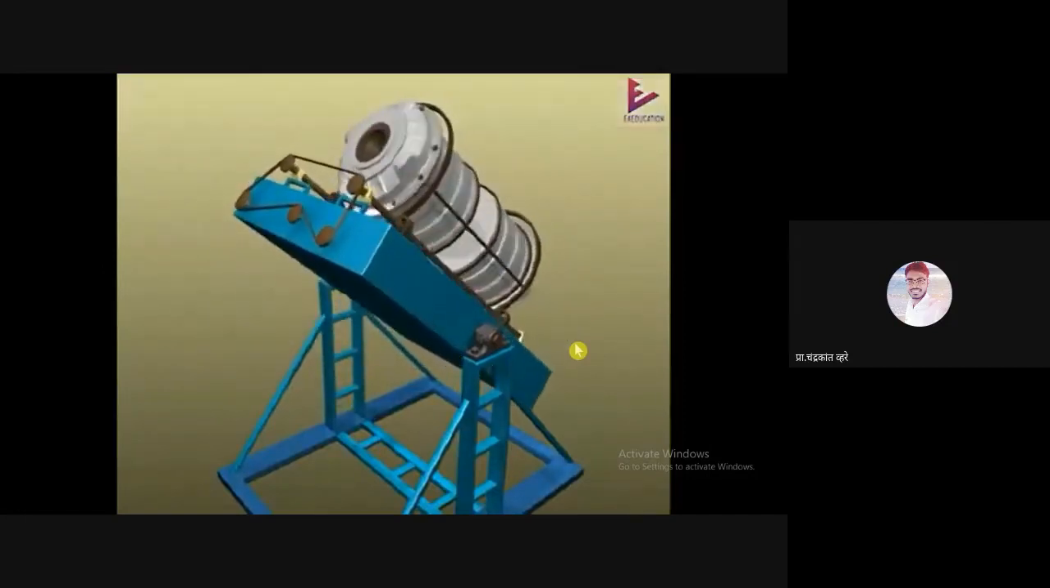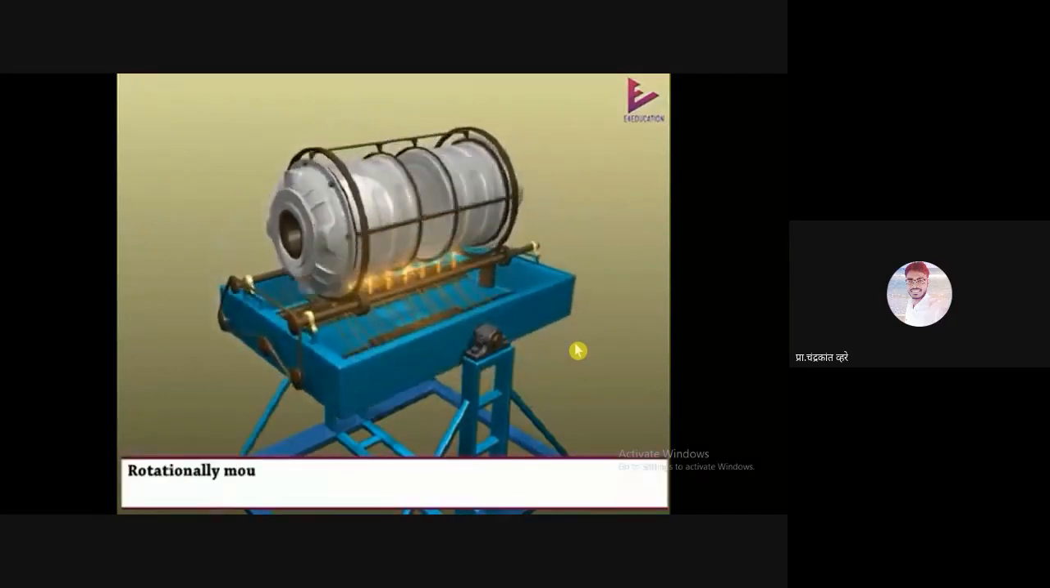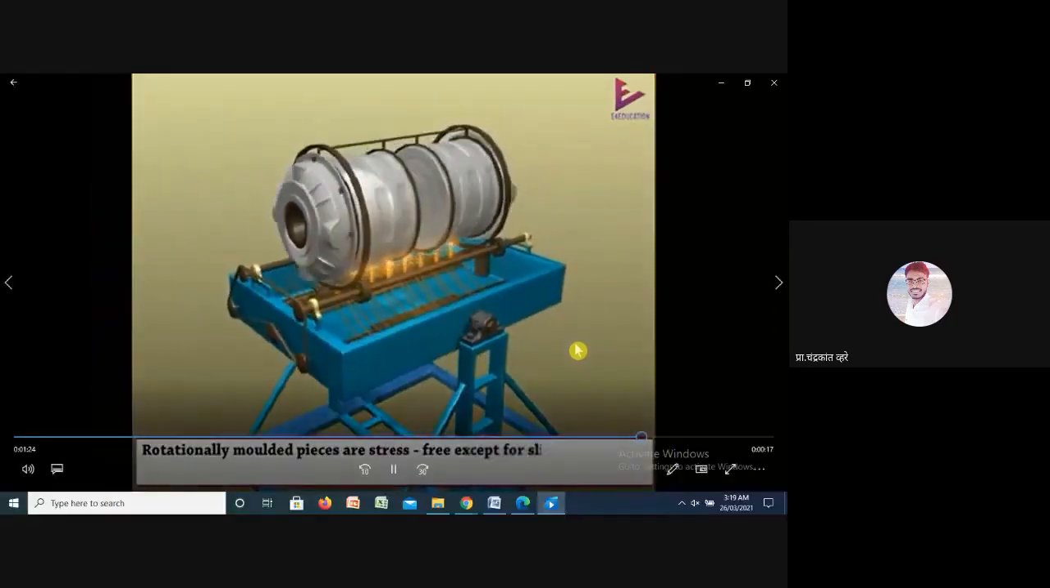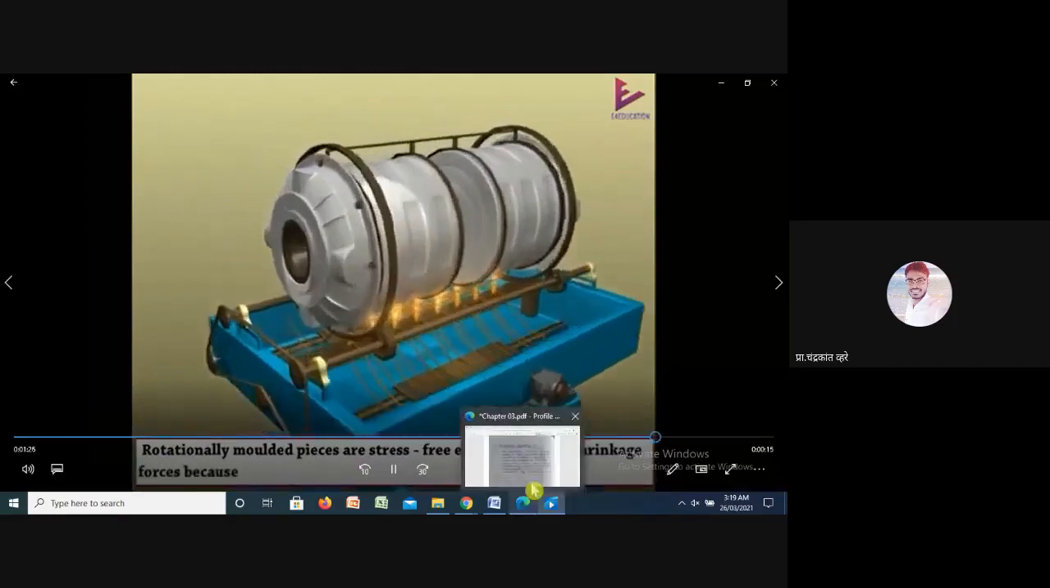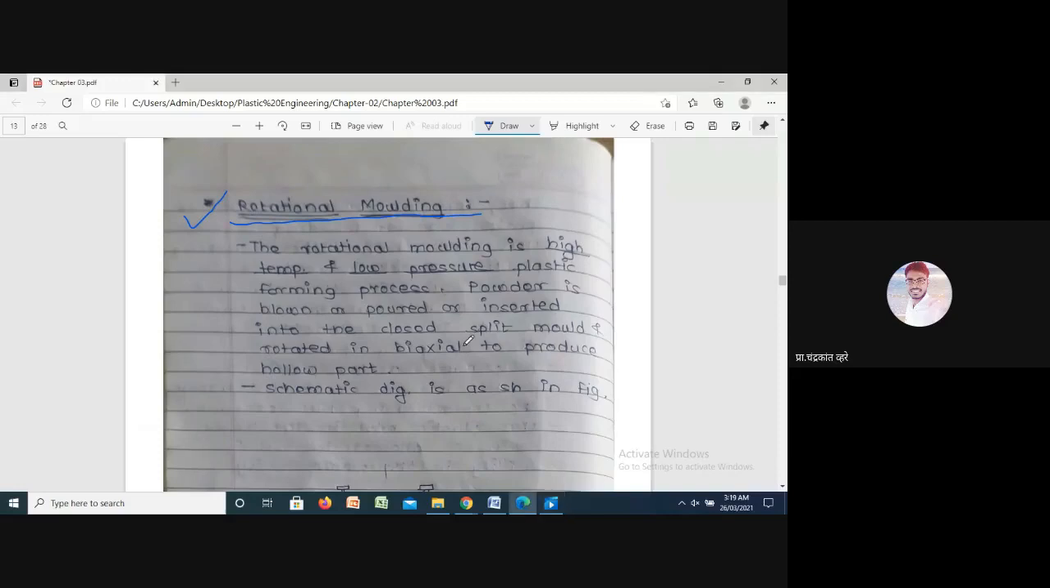Okay. So this is the animation of rotational molding. Okay. So that's it regarding the animation. So now go for the rotational molding.